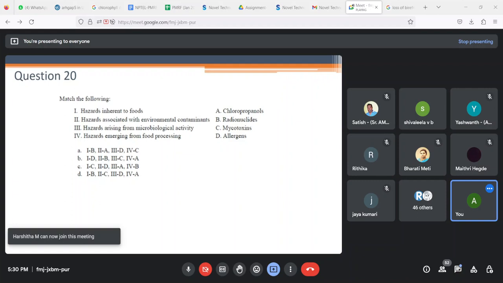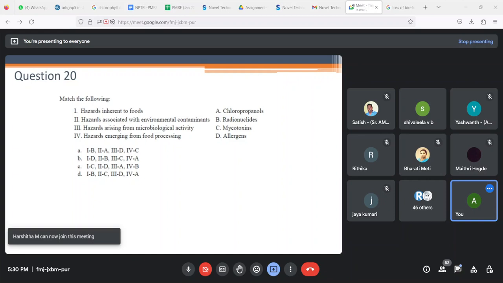So hazards inherent to foods will come under allergens. Certain people are allergic to gluten, lactose, and so on. Those are not something that we introduce into the food. Those are normally present in the food, inherent to the food itself. So the hazards inherent to foods include allergens that people are allergic to. So one corresponds to D.